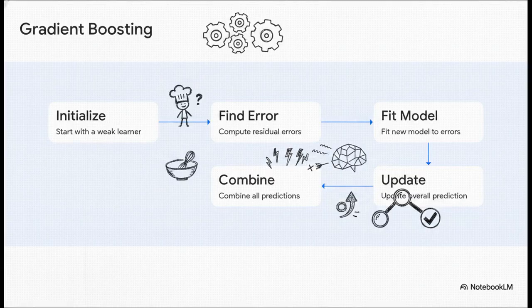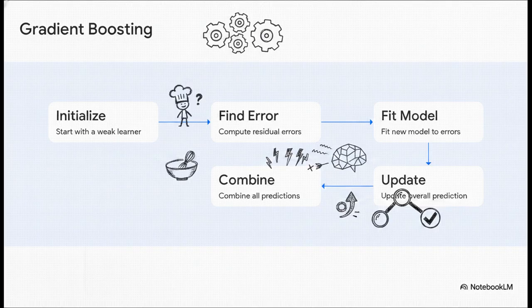Now, if random forests represent bagging, gradient boosting is our absolute powerhouse for boosting. Think of this process like a recipe, where every new step tries to fix the exact mistakes of the previous one. We start step 1 by initializing with a weak learner. Then we compute the negative gradients of the loss function. I know that sounds complicated, but it's really just a fancy way of saying we locate our residual errors.